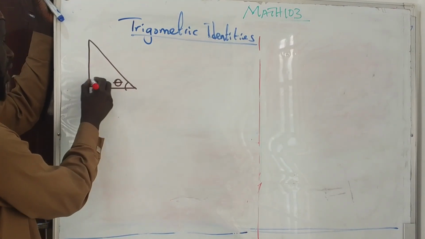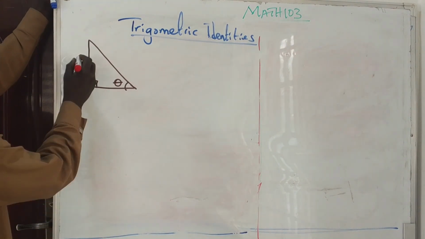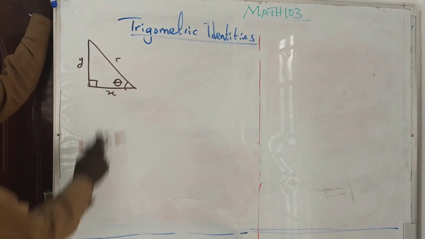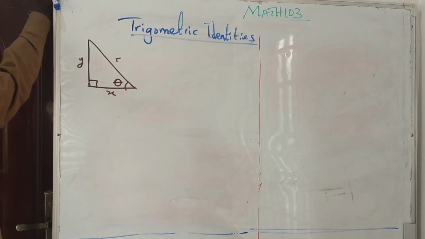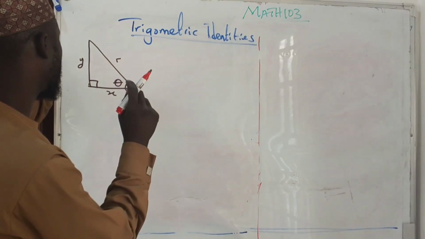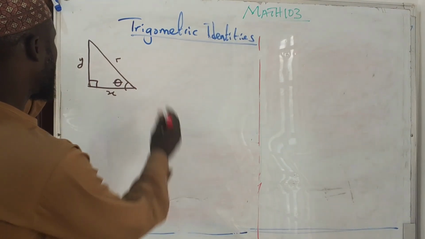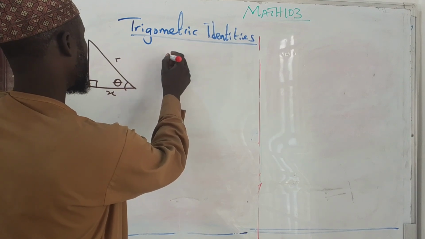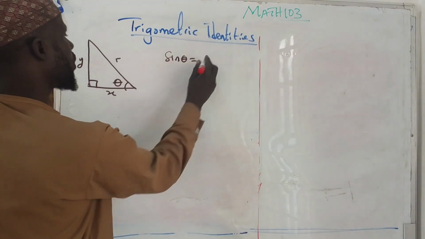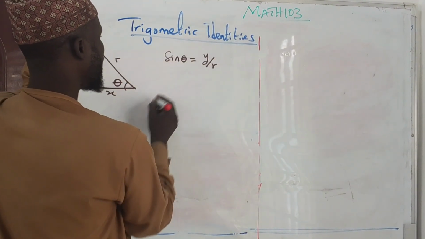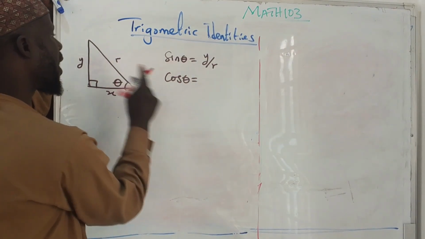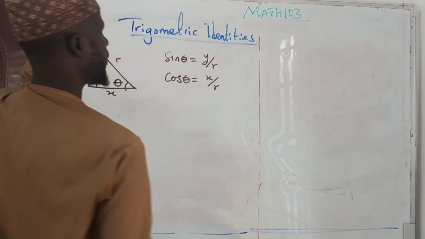Suppose this is a right angle triangle. Here is y, here is r, and here is x, and theta is the angle here. It is clear, from trigonometric ratios, that sine theta is equal to opposite over hypotenuse, which is y over r, and cos theta is equal to adjacent over hypotenuse, that is x over r.